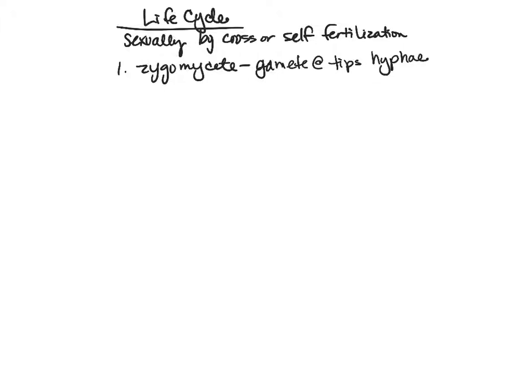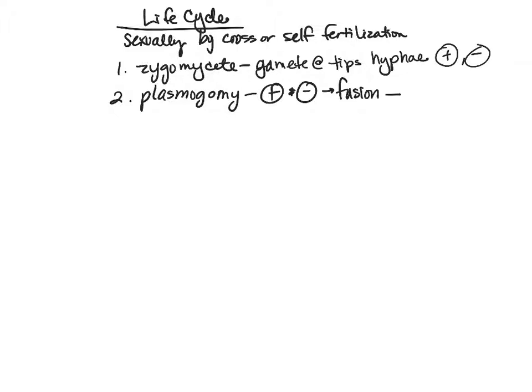And then the gametes have two different mating types. So there's the positive and the minus mating types, a positive and a negative mating type. Then the second step is plasmogamy. In plasmogamy, this is when we have the fusion of that positive and negative cytoplasm. The positive and the negative come together, this fusion. And then when this happens, we have a dikaryotic cell, which means that it has two nuclei. And then those two nuclei eventually come together. At this point, it's called a zygosporangium.